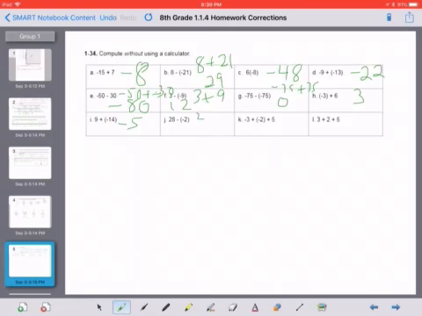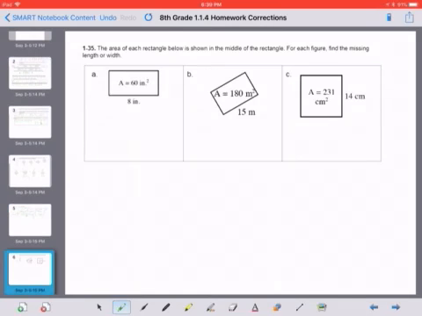28 minus negative 2, I have to rewrite it as addition, so I get 28 plus 2, so the final answer is 30. Negative 3 plus negative 2 plus 5, well, negative 3 plus negative 2 is negative 5, plus 5 is going to give me 0. And then 3 plus 2 plus 5 is going to be positive 5 plus 5, which is going to give me 10.